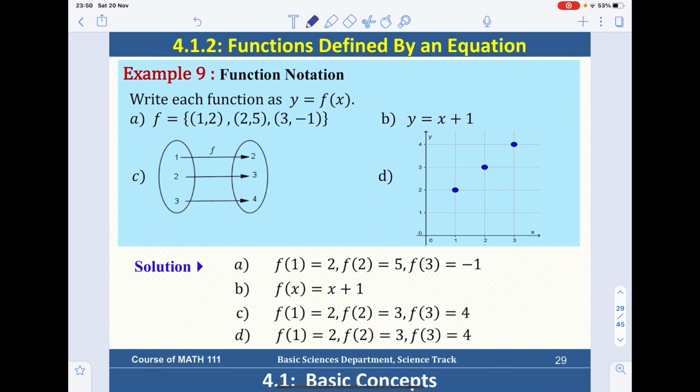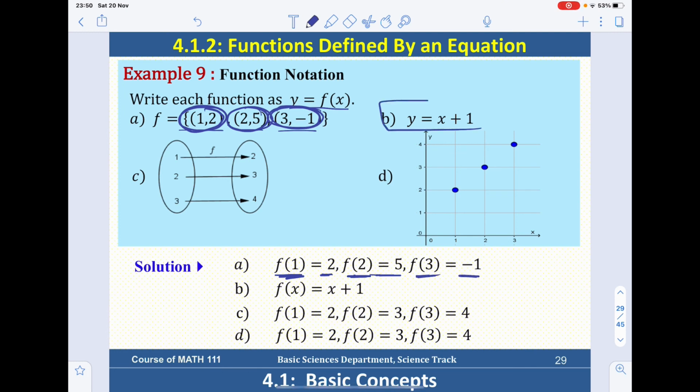Example, function notation. Write each function as y equals f of x. So we have here (1, 2), (2, 5), and (3, negative 1). So (1, 2) means that the image of 1 is 2. And (2, 5) means the image of 2, or f of 2, equals 5. (3, negative 1) means that f of 3 equals negative 1.